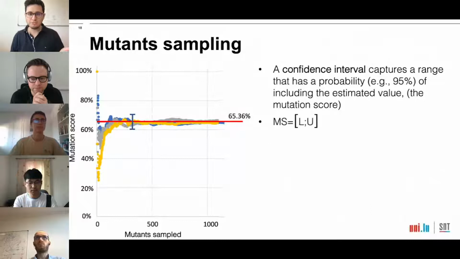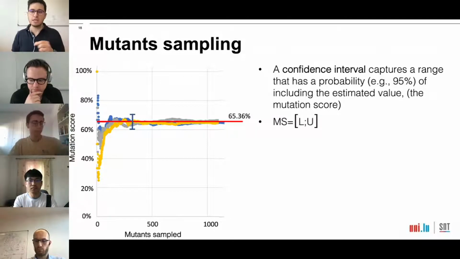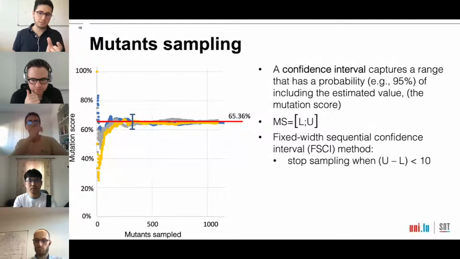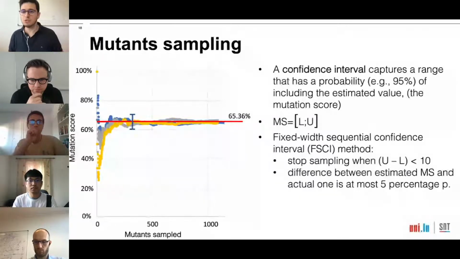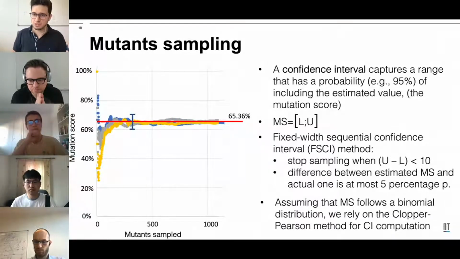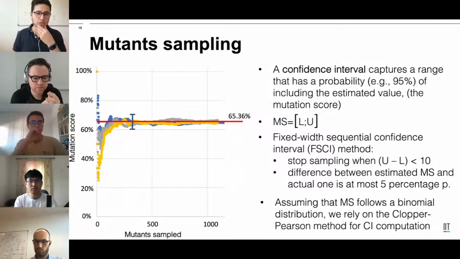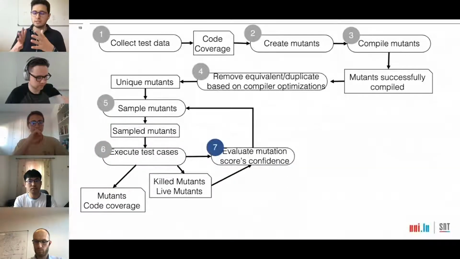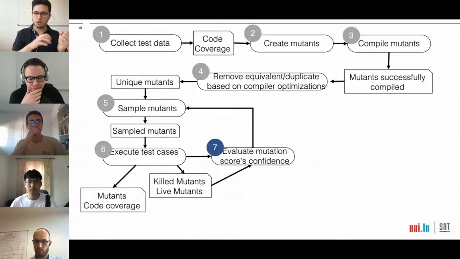We rely on a fixed-width sequential confidence interval (FSCI) approach, which means that we stop sampling when the range is small enough, in our case, when the range is below 10 percentage points, which means that the mutation score returned to the end user should be at most 5 percentage points away from the actual mutation score. Assuming that the mutation score follows a binomial distribution, we rely on the Clopper-Pearson method for CI computation. Basically, this is the loop that we execute. We sample the mutants, we execute test cases, we evaluate the mutation score confidence, and we sample additional mutants if the range is not small enough.